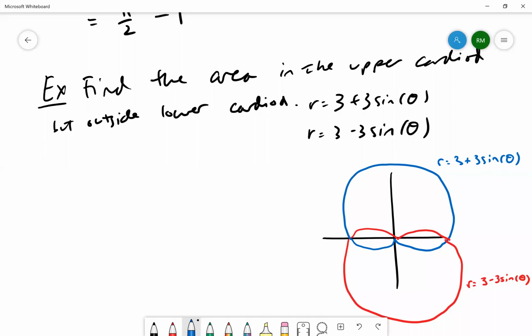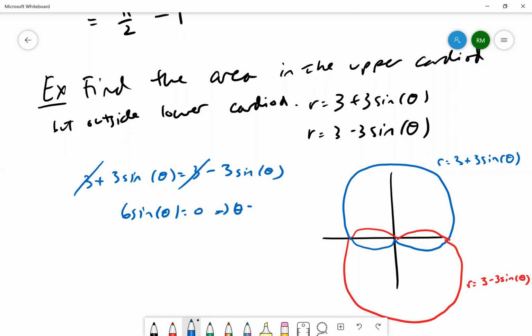So we need to find where these curves intersect. They will intersect when 3 plus 3 sine theta equals 3 minus 3 sine theta. So they'll intersect when 6 sine theta equals 0. That tells us they should intersect when theta is 0, pi, and 2 pi. Okay, so we're trying to find this area right here.